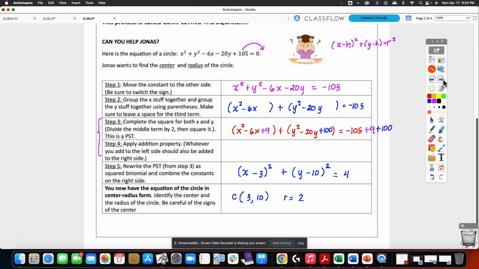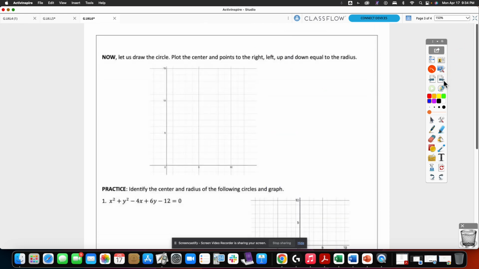Now, let's try to graph this. Okay, so center is at 3, 10 and the radius is equal to 2. So here's how you would graph the circle. First, you plot the center. So center is at positive 3, positive 10. It's right here. Okay, that's the center of the circle. Let me move that. That's the center of the circle.